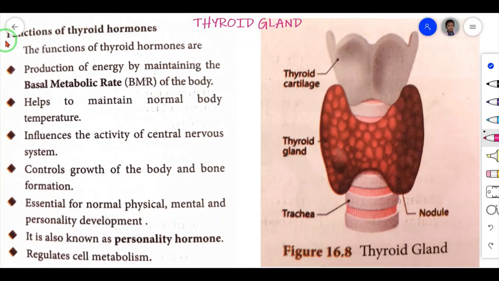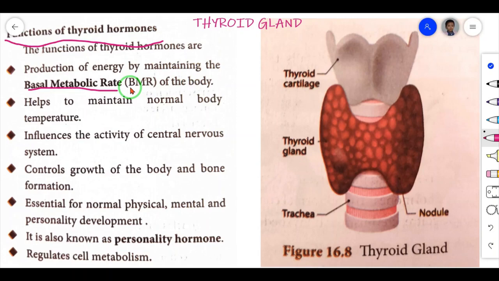Functions of thyroid hormones. The first function is production of energy by maintaining the basal metabolic rate of the body, BMR. What is meant by BMR?